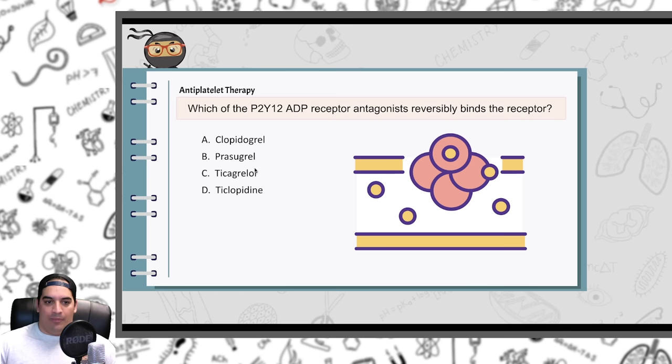So when a patient takes ticagrelor, if they decide they don't want to take this medication anymore, that's a problem, because now they lose their complete antiplatelet effect because it's actually reversible, as compared to clopidogrel, prasugrel, ticlopidine, which are irreversible. And so it's actually going to be somewhat more beneficial if a patient decides to miss a couple doses; they'll still get the antiplatelet effect a little bit. So that's very important. So the answer should be ticagrelor. Okay, let's go on to the next one.